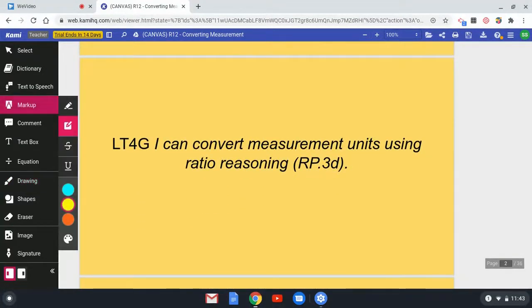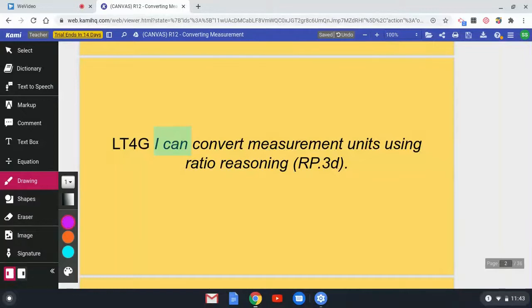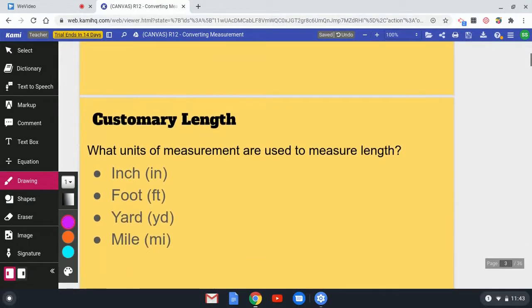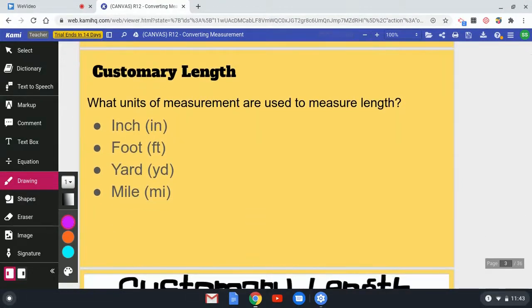Let's read our lesson objective together. Ready? Go. I can convert measurement units using ratio reasoning. So we're going to use things that you've learned throughout the whole ratio unit to convert measurements. And some of you did this in 4th and 5th grade. So it might be a little bit of a review.